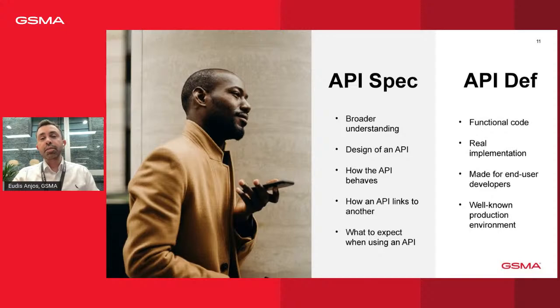On the other side, the API definition or API implementation is the real code, the functional piece of code that will be created to provide access to the systems that mobile operators have with the mobile money solutions. The API implementation is made for end user developers, who will directly connect to the endpoints of those systems and have access to the financial services.